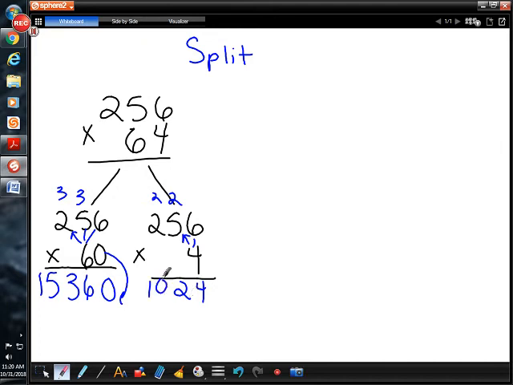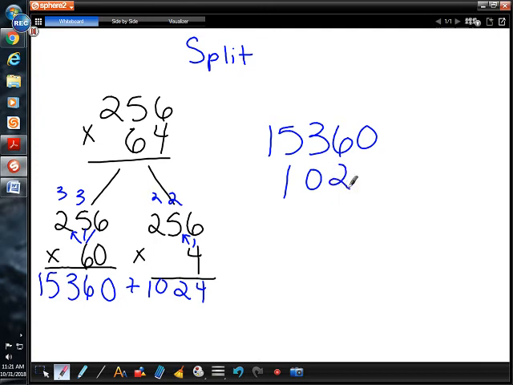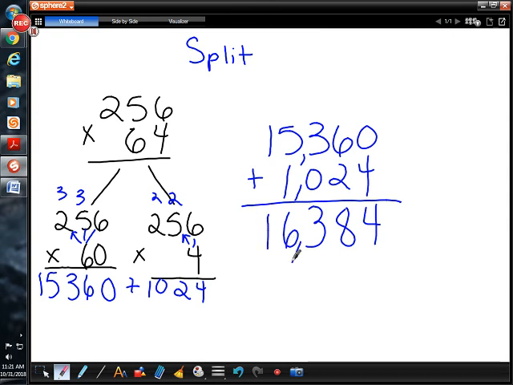And then we actually add these together. So we'll have to come over here, and we take 15,360. And that's really ugly. Hold on. I don't like that. I'm crouching down on the floor, so I apologize. Let me stand up and do it. 15,360 with 1,024. Okay? And our answer will be 16,384.